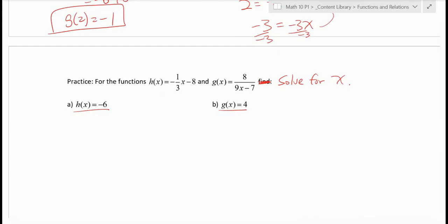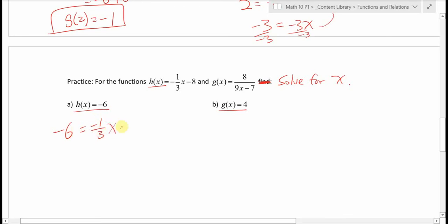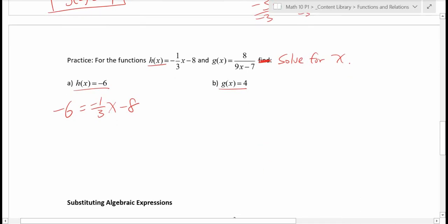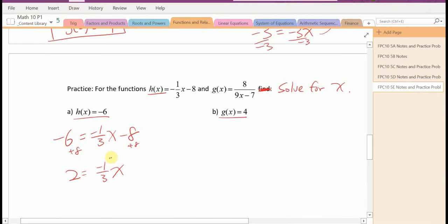For part A, you are simply replacing the entire h of x with negative 6. So negative 6 equals negative 1/3 x minus 8. Again, we are solving for x, so we need to add 8 on both sides. That becomes 2 equals negative 1/3 times x. Now you need to get rid of this coefficient. You can divide both sides by negative 1/3, or you can multiply both sides by negative 3. The negative 1/3 times negative 3 will cancel out, so you end up with negative 6 equals x.